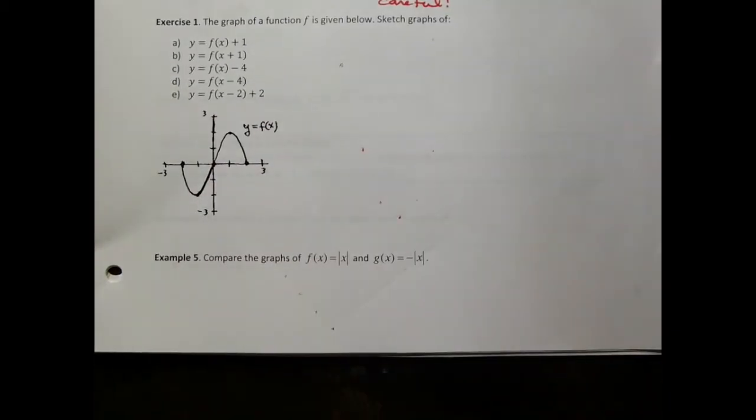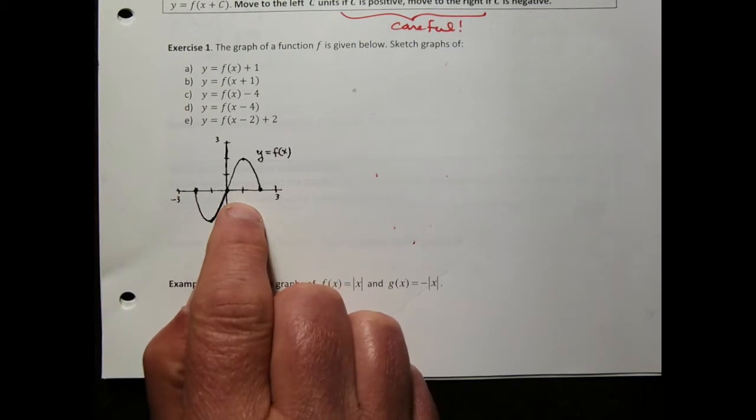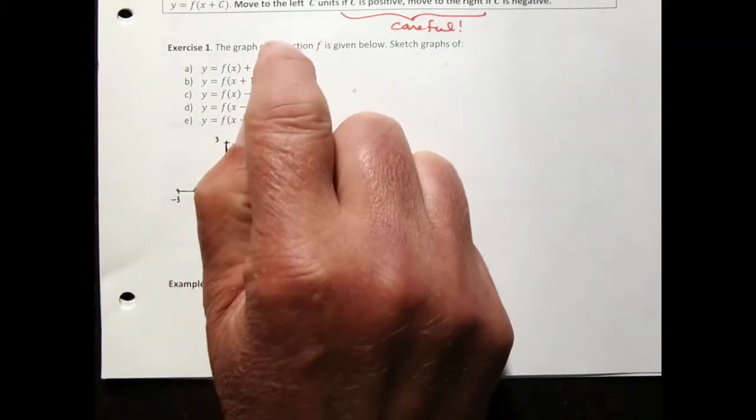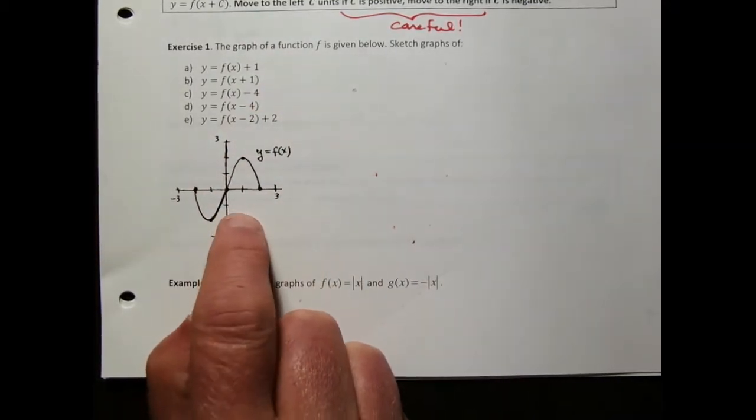Let's see, here it is. What I'm asking you to do is start with this graph that's given on the handout and transform it in each of the following ways. So you're going to draw 5 separate graphs, all based where this is the original f of x. We don't have a formula for it. All we have is the graph, and we're going to try to make those transformations.